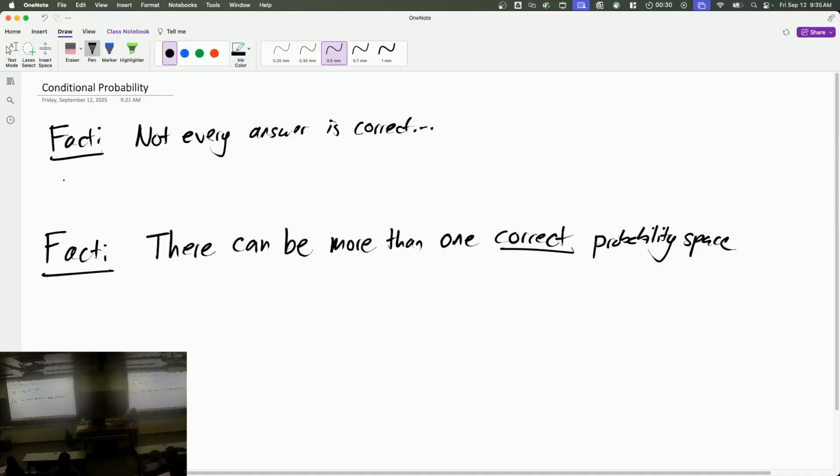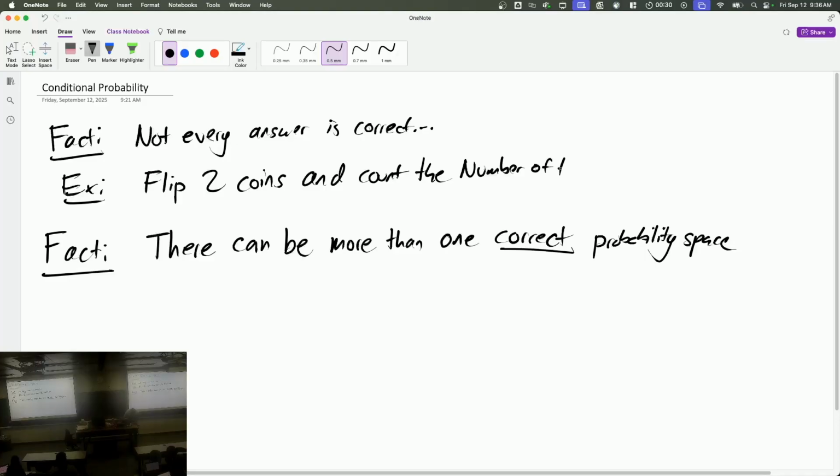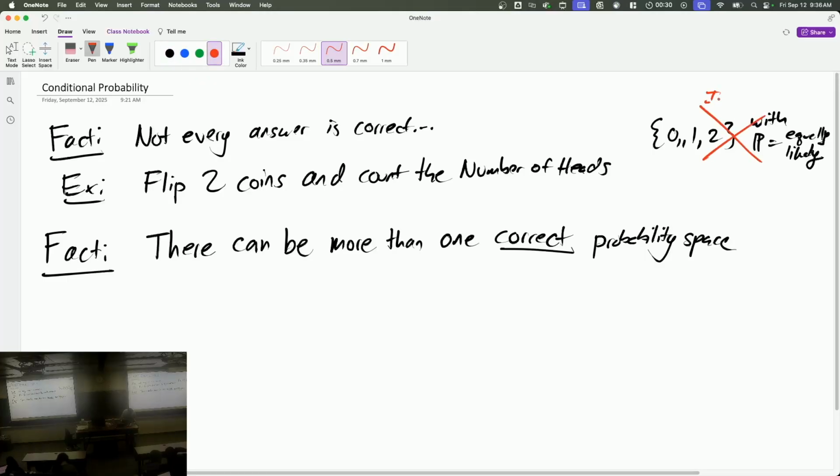So last class we saw, as an example, if you flip two coins and count the number of heads. This is the problem we left off at the very end of the class on Wednesday. If you flip two coins, you might think the outcomes are 0, 1, or 2, but 0, 1, 2 with the equally likely probability, that is incorrect.